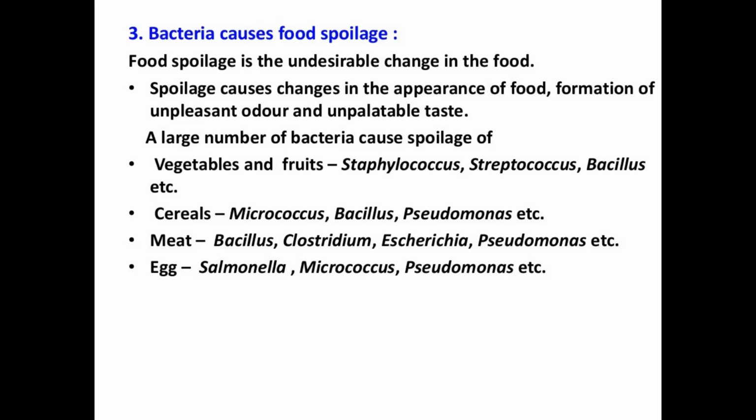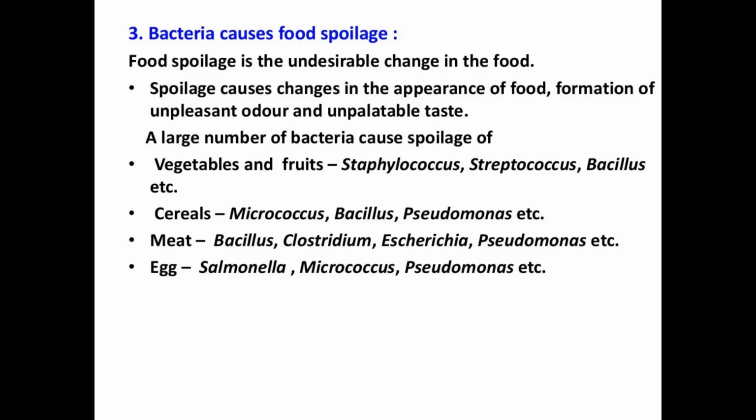Spoilage causes changes in the appearance of food. A large number of bacteria are responsible for spoilage of different kinds of foods. For example, vegetables and fruits are spoiled by Staphylococcus, Streptococcus, Bacillus, etc. Cereals are spoiled by Micrococcus, Bacillus, Pseudomonas. And meat products are spoiled by Bacillus, Clostridium, E. coli, etc.